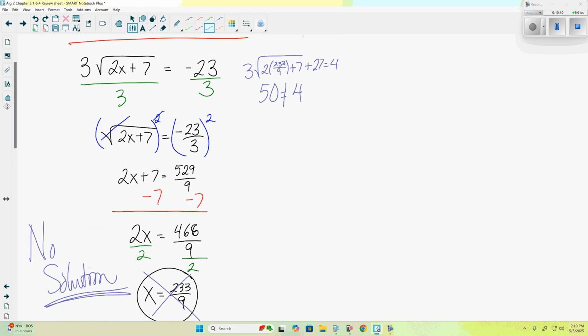And again, there's not going to be any no solutions on the test. There might be extraneous solutions, values that we have to remove, but there aren't going to be any no solutions. Any questions on this here?